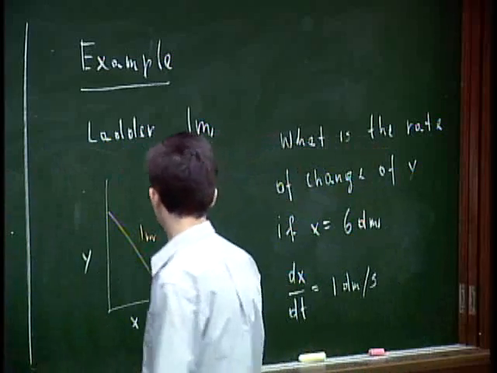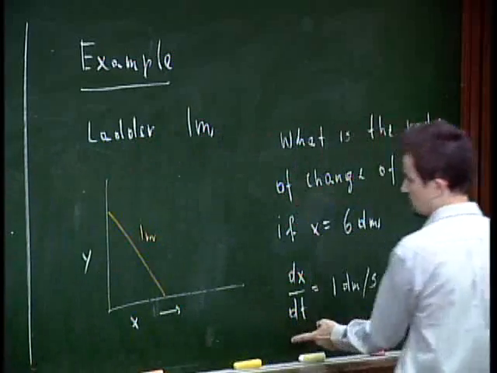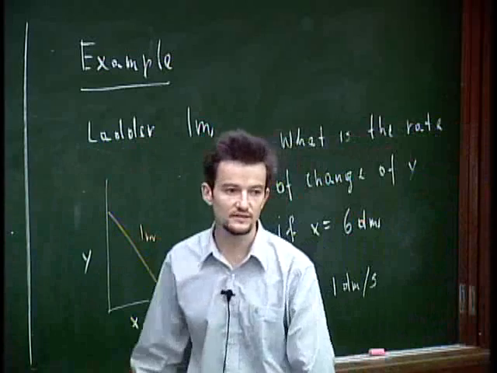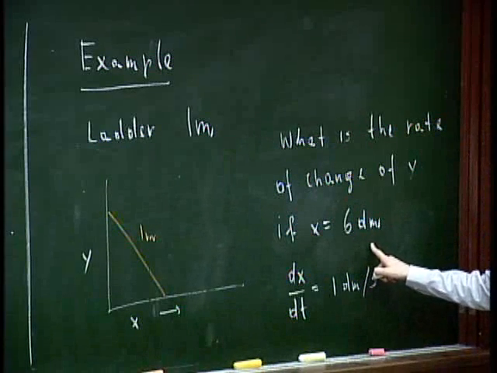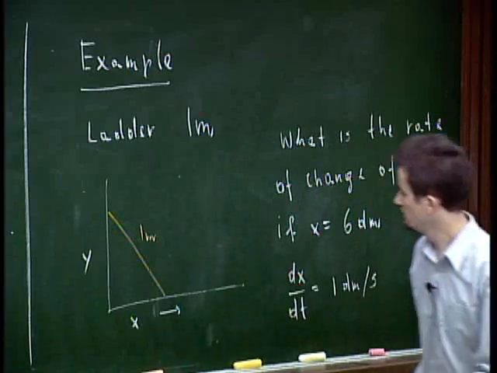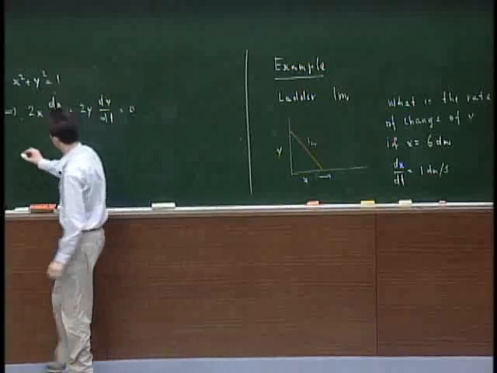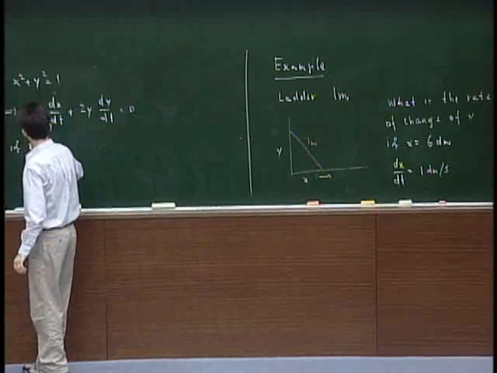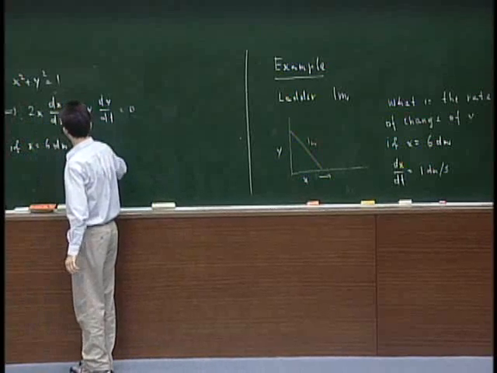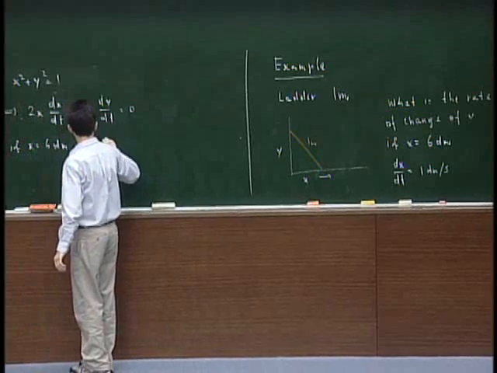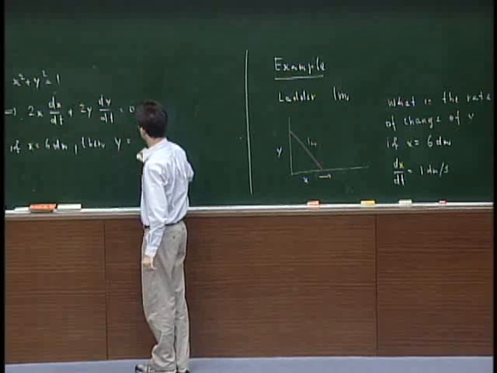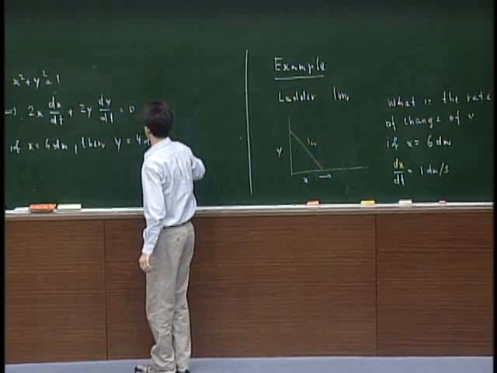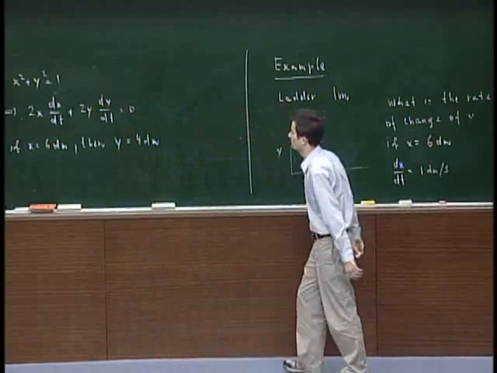Now, what we have is dx over dt. What we have to find is dy over dt. And we have another piece of information, which is x is equal to 6 decimeter. So at this position, if x is equal to 6 decimeter, then y, by using the original equation, is equal to 4 decimeter. Okay, so this is the only thing you have to plug in.